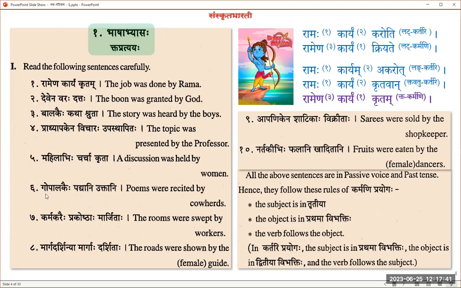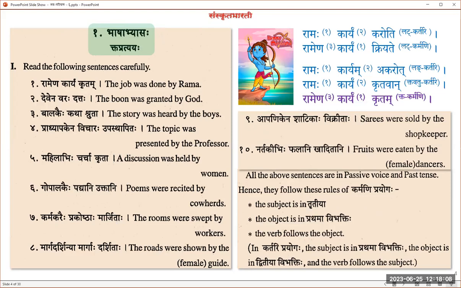So we now know what all the males were doing. They went off taking care of the cows. So by the Gopalakas, the hymns were told. I mean, sung is the better translation in context, but were told, recited. Okay, recited. Correct translation. Poems were recited by cowherds. Okay, continue, Bhagini. Karmakaraihi Prakoshtaha Marjitaha.